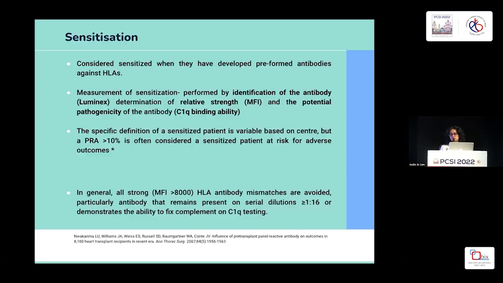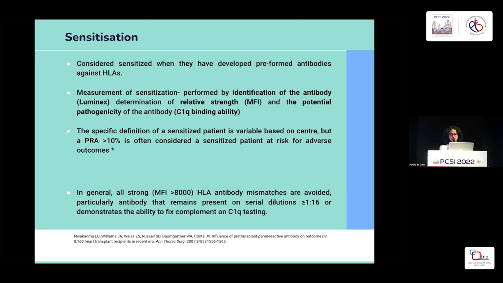When we say that your recipient is already sensitized after doing the screening tests, we want to know what kind of antibodies the recipient holds. So we have to test him further for identifying the type, knowing the strength, and the potential pathogenicity, or whether that antibody has complement binding ability. A PRA cutoff of more than 10% is often considered a sensitized patient in most of the centers. However, this varies from center to center, and there are some centers who hold 50% PRA as a sensitized patient.